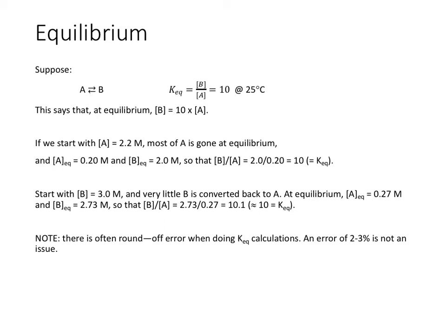And that's essentially 10. Now note, I didn't get exactly 10 because I rounded off the numbers. There's always going to be some round-off error when doing KEQ calculations. And an error of as much as 2 or 3% is not an issue for us.